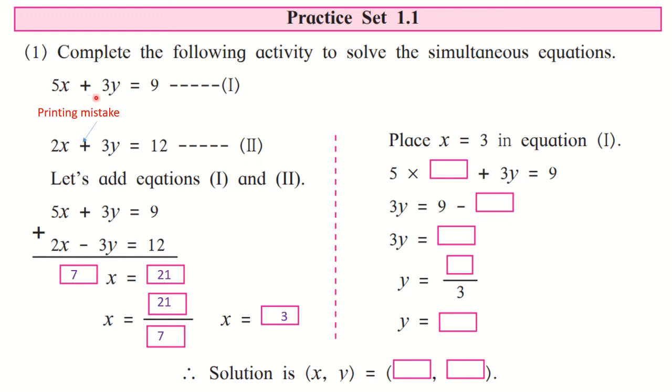Equation 1 is 5x plus 3y is equal to 9. So in place of x, we are going to write 3. See, 5 is here and after that, they have given the empty box. That means here, we need to write 3, the value which we have found out. And the remaining equation is written as it is.